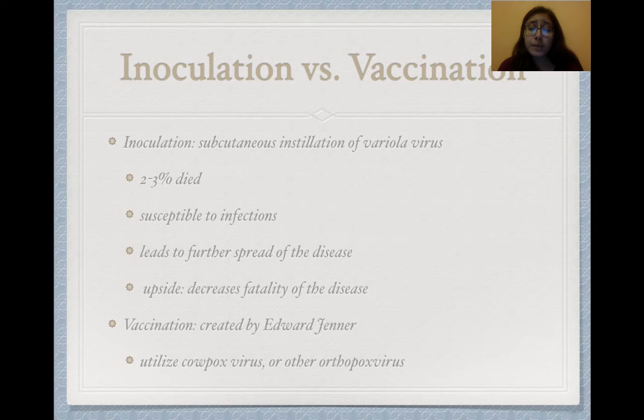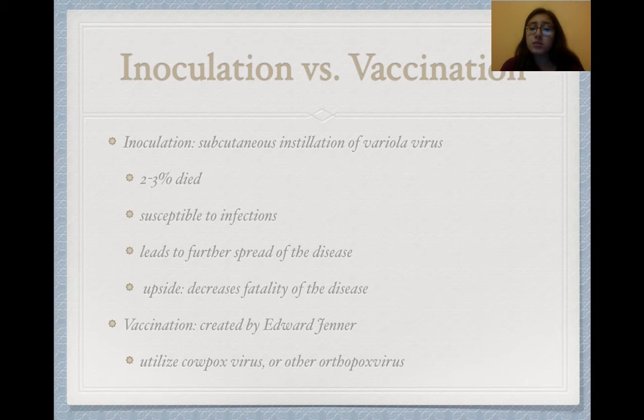So inoculation was pretty efficient in that it did decrease the fatality of the disease. People that had been inoculated against it would see a decrease in fatality of up to 10 times compared to if they would just wait to contract it normally. But this did make them much more susceptible to infection, and there was a 2 to 3% chance that a person would die from inoculation. And most importantly, it led to the further spread of the disease as well.